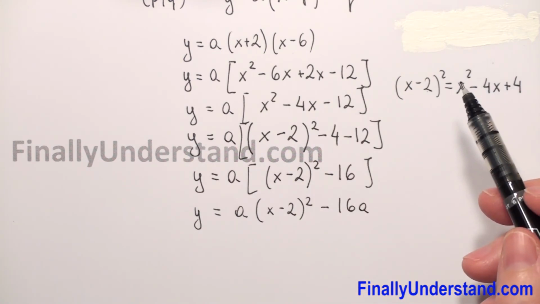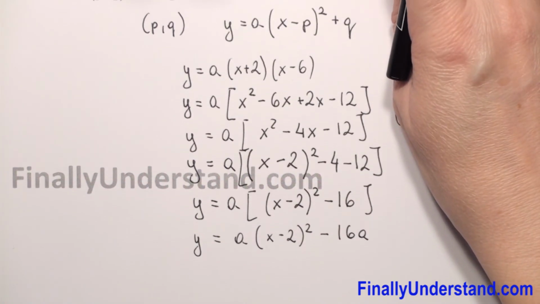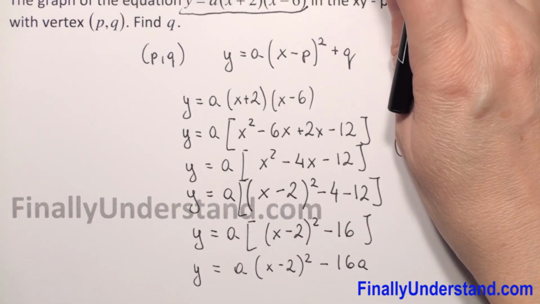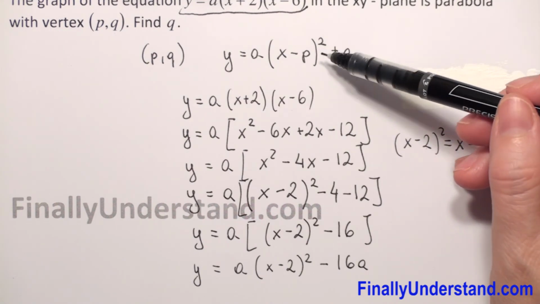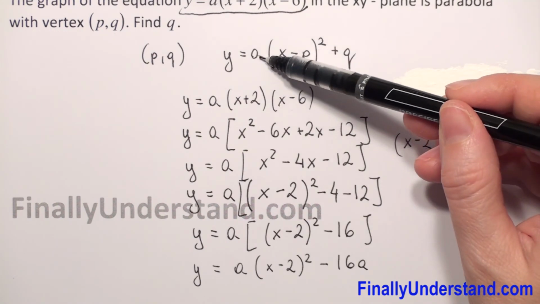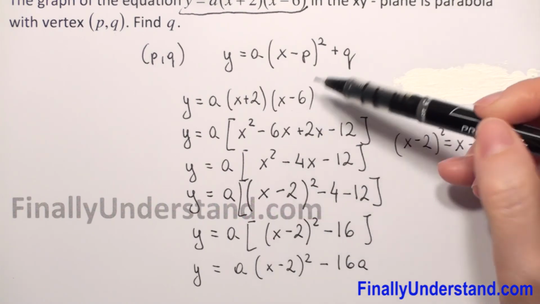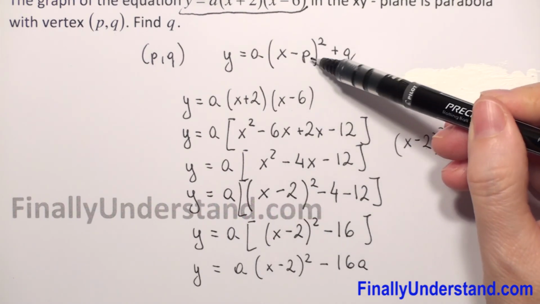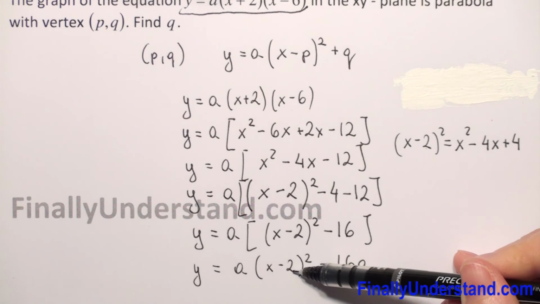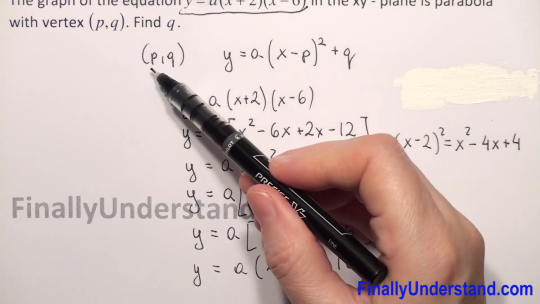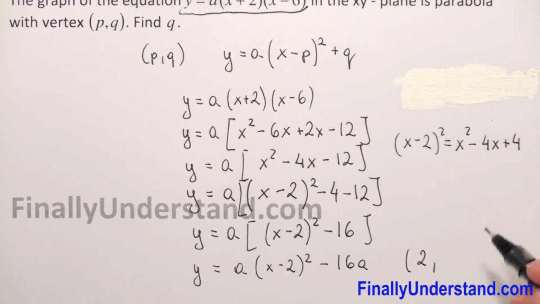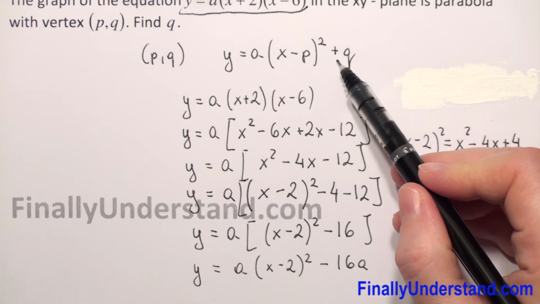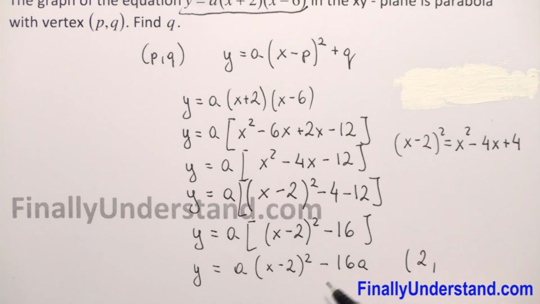And now we can come back to our general form, when we have the given vertex (p, q). What we see: we have at the beginning a and a, the same. We have next, in parentheses, x minus p, we have x minus 2. So the first coordinate of the vertex is 2. And what else? We have plus q here. And what do we have here?